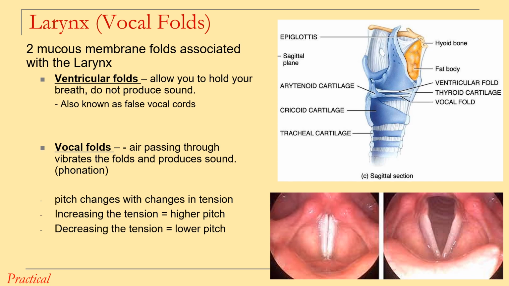All right, vocal folds. So I've got two sets, really, of vocal folds that we associate with the larynx. I've got my ventricular folds, and these guys allow you to hold your breath, but they don't produce any sound. So we call these the false vocal cords because they're right there with it, but they don't make any noise whatsoever. The other set, the lower set, is my vocal folds. And so as air passes through these folds, it produces sound. This is the process of phonation. Pitch will change with changes in tension. So the higher the tension, the higher the pitch. The lower the tension, the lower your pitch.